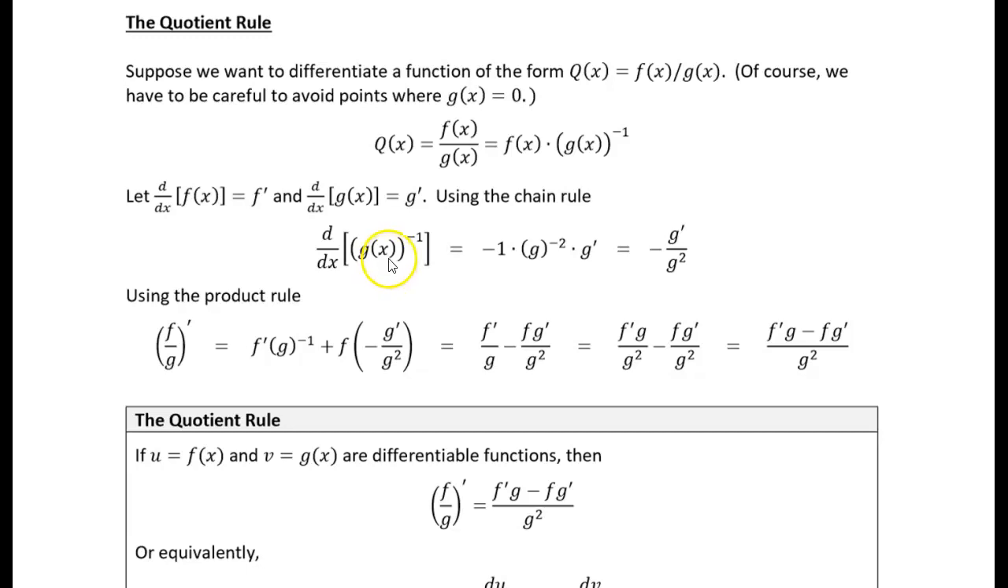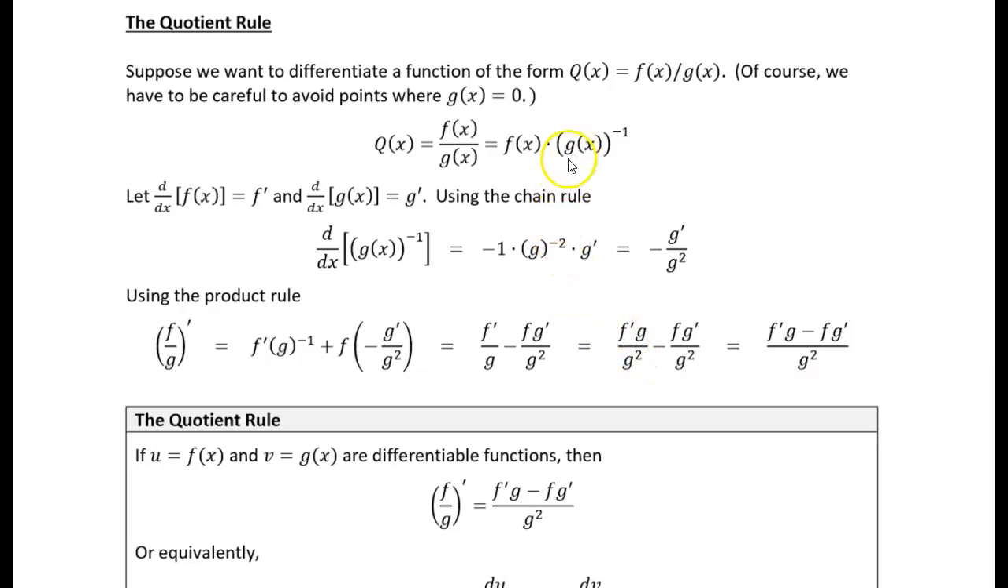All right, so next we're going to learn how to take the derivative of the quotient of two functions. And we can actually derive the quotient rule from a combination of the product rule and the chain rule. That's what I'm doing here: I'm going through the process of deriving the quotient rule.